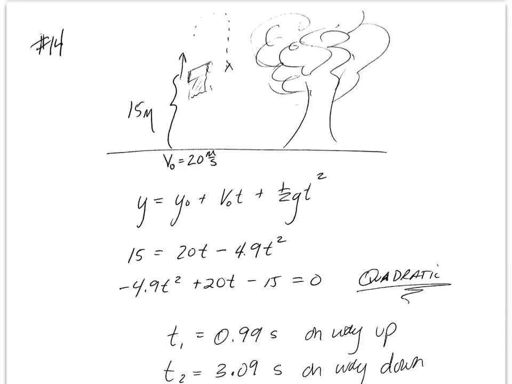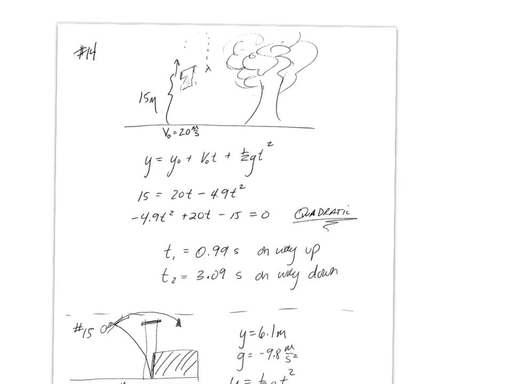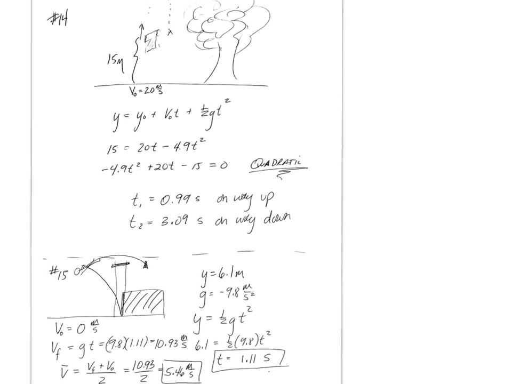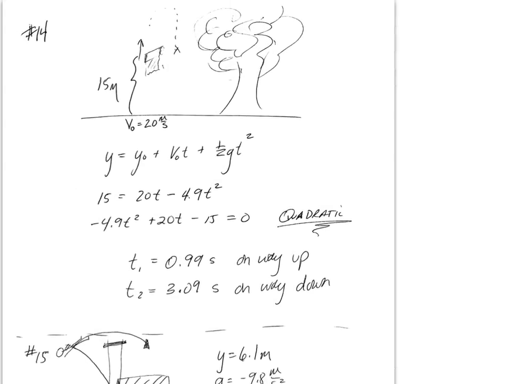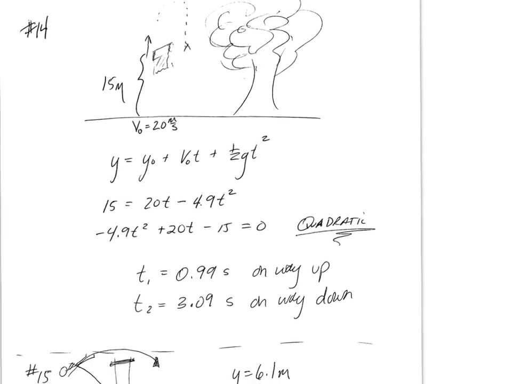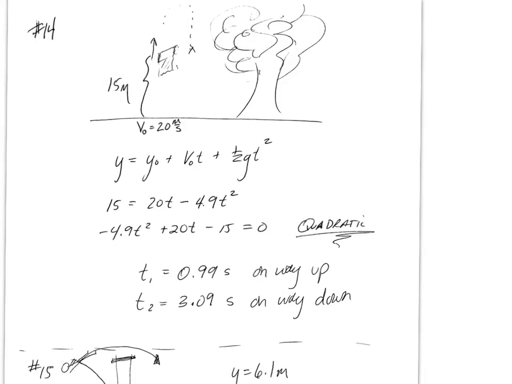Okay, for number 14, this one is a little bit tougher. I'm going to zoom out a little so you can't see number 15 just quite yet. It's talking about people going TPing. They're throwing some toilet paper up in the air. And instead of asking how high off the ground it gets or how long it takes it to get there, the question asks how fast is it going when it reaches 15 meters off the ground.